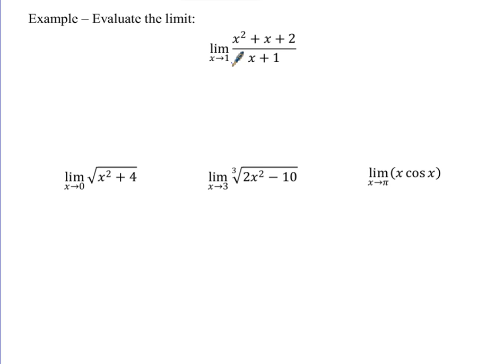But we're not looking for x approaching -1. We're looking for x approaching +1. The function is continuous there. So we can direct substitute. When we do, we get 1 squared plus 1 plus 2 all over 1 plus 1. So we have 1 plus 1 plus 2, that's 4, over 2, which is 2.